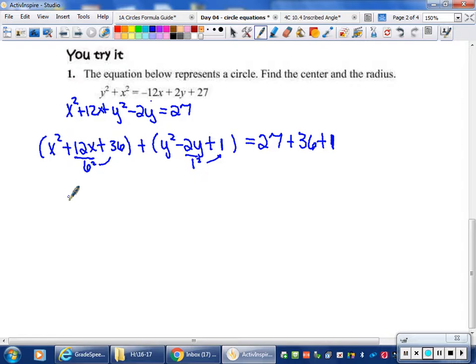Okay. So let's think. Square root of x squared is x. Square root of 36 is 6. The sign in the front was a plus. So I write (x plus 6) squared. Now square root of y squared is y. Square root of 1 is 1. The middle term is a minus sign. So I put a minus and I square that binomial. And I set it equal to 27 plus 36 plus 1, which is 64.